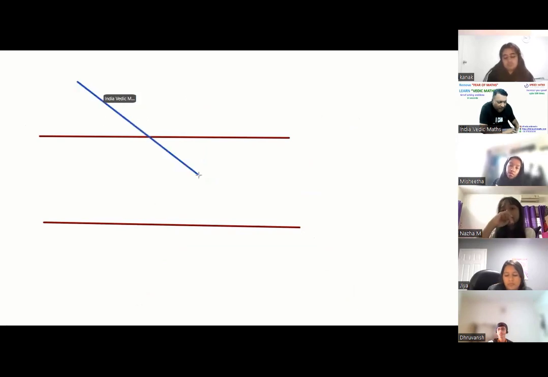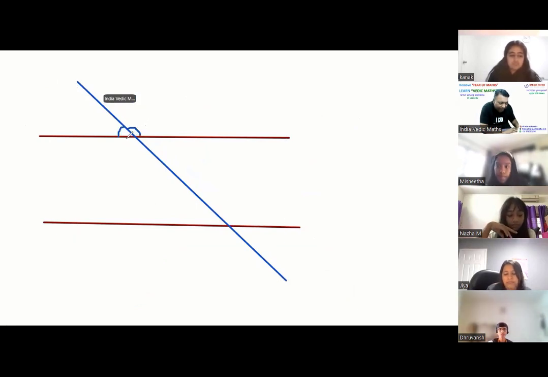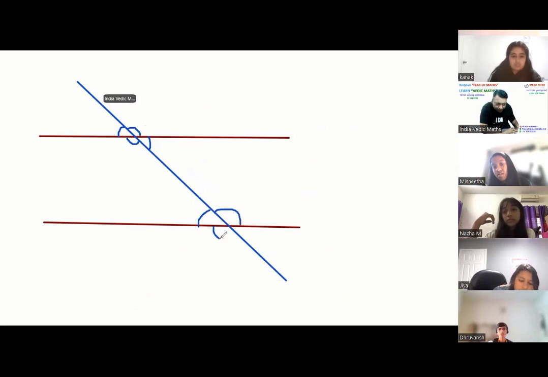Blue line is a transversal. Okay. Make 8 angles. Everybody make angles like this and write the names I am telling you. Don't write your own names. Make 8 angles. How? Write the angle names now.